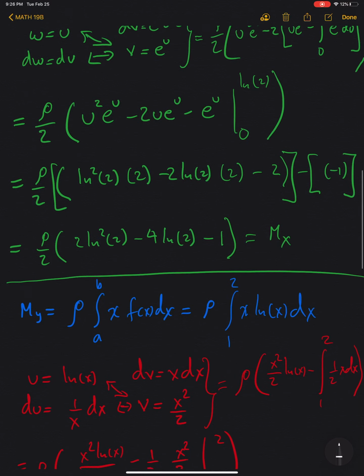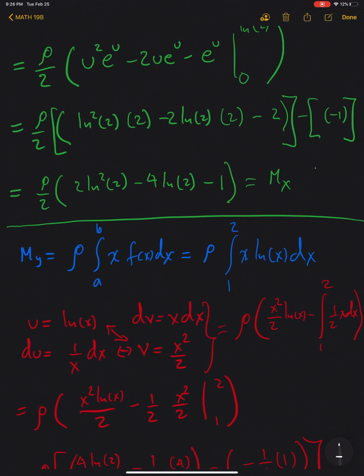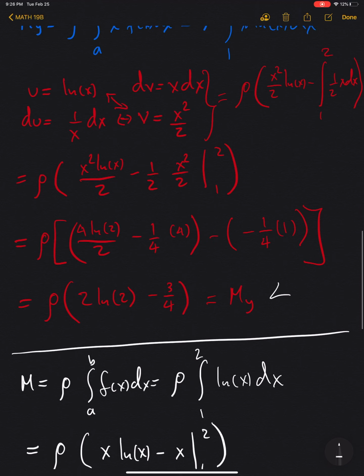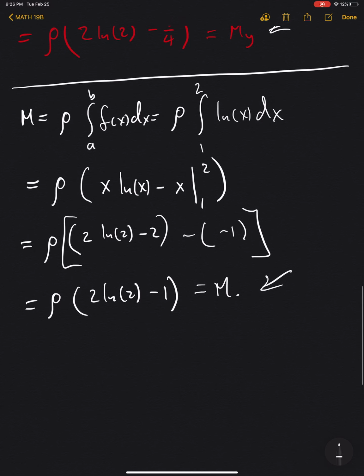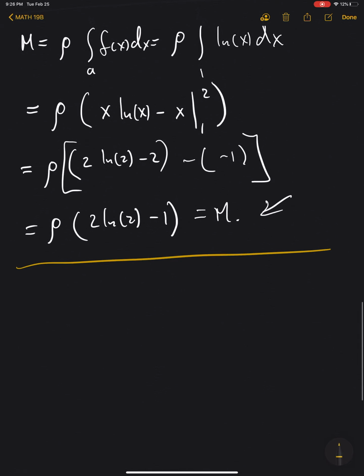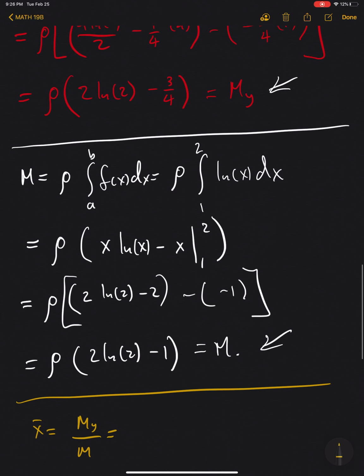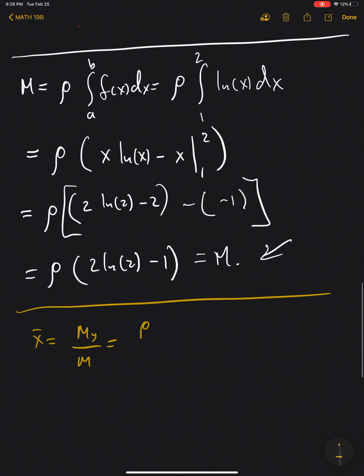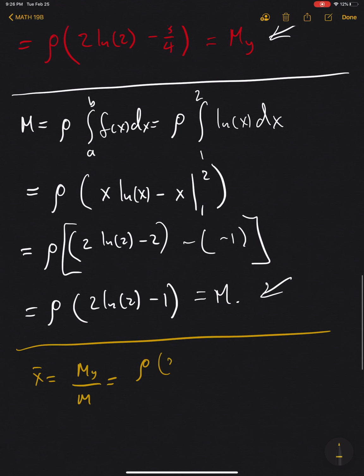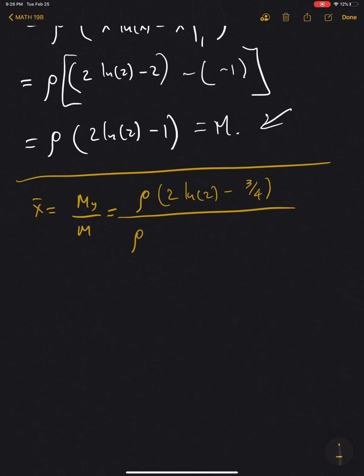Now we have the 3 pieces that we needed. We have our x moment, we have our y moment, and we have our total mass. So we're in good shape to actually compute the coordinates that we need. So we have that the x coordinate is equal to the y moment divided by the mass. So that will give us the y moment that is up here. That's rho, then we have 2 times natural log of 2 minus 3/4 over the total mass, which is up here, and that is rho, 2 natural log of 2 minus 1.